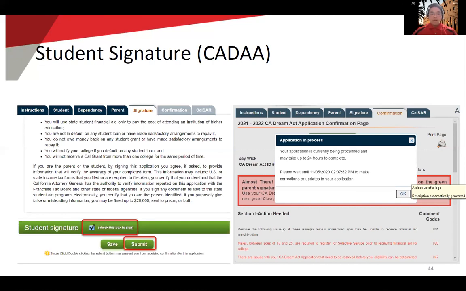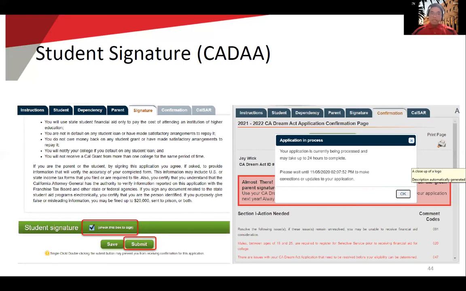You're also certifying that you are not in default on any student loans or have made satisfactory arrangements on repaying your loans. You do not owe money back to California student grants, and that you will notify your institution, CSUN, if you have defaulted on any student loans. In order to electronically sign the application, you must check the certification box and submit the application online. Prior to submitting the application online, it is important that you double check all information you have inputted on the application prior to submission.